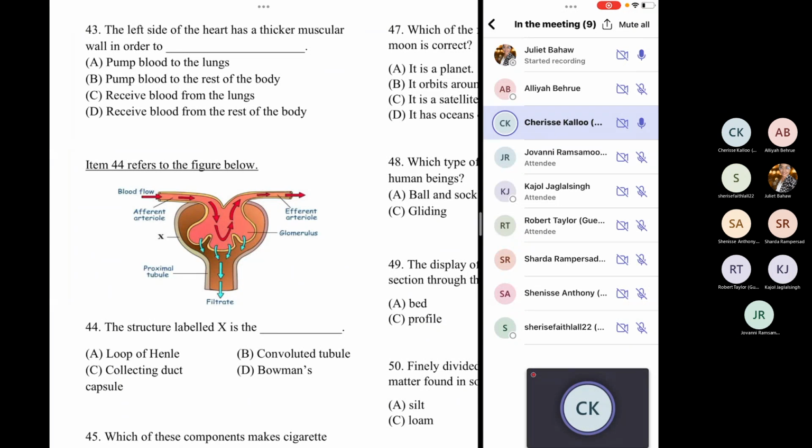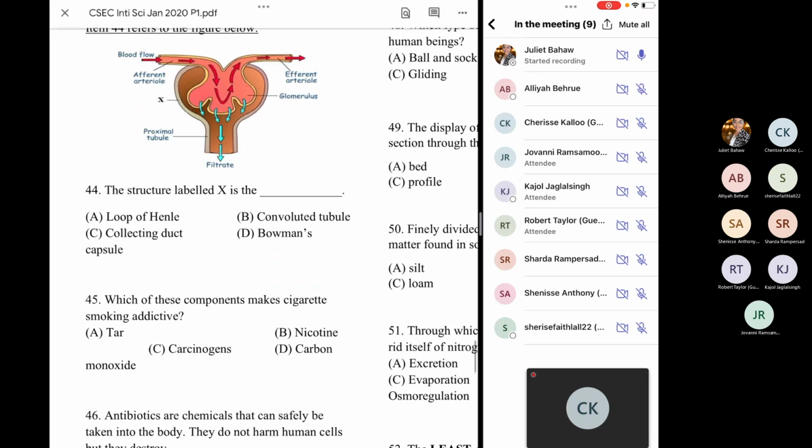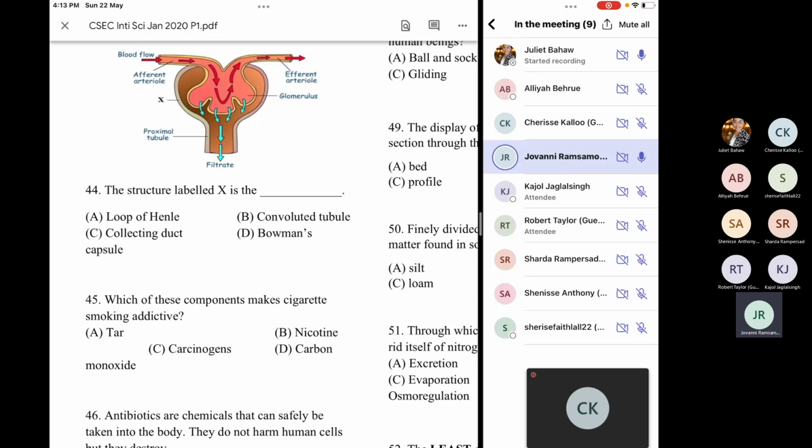The left side of the heart has a thicker muscular wall in order to pump blood to the rest of the body. Yes, B. The structure labeled X is the, C, collecting duct, capsule. Well, the name of it is Bowman's. The collecting duct is actually the one that the urine collects. The Bowman capsule collects all the filtrate, so all of the excess water, salts, urea, and glucose. Glucose is collected at that point. So that is D, Bowman's.